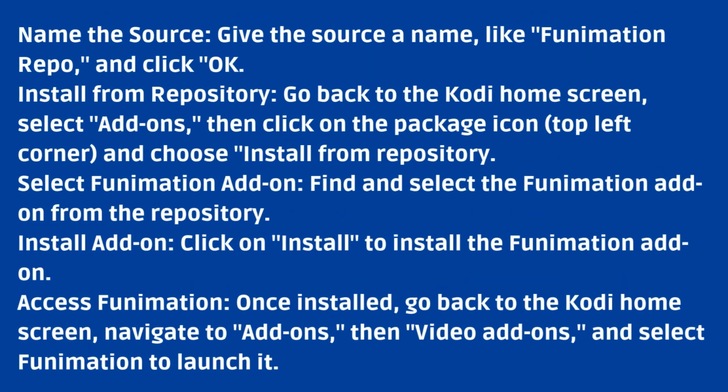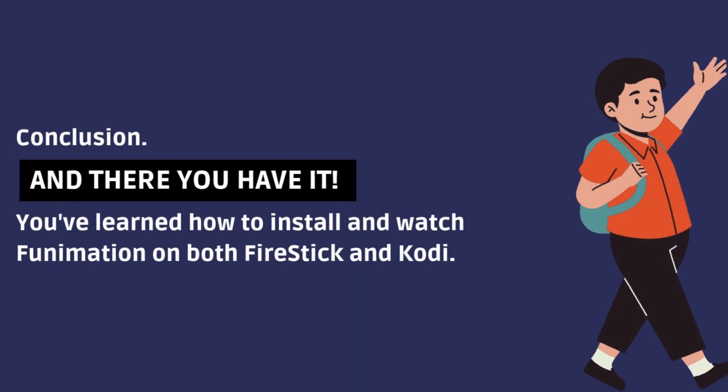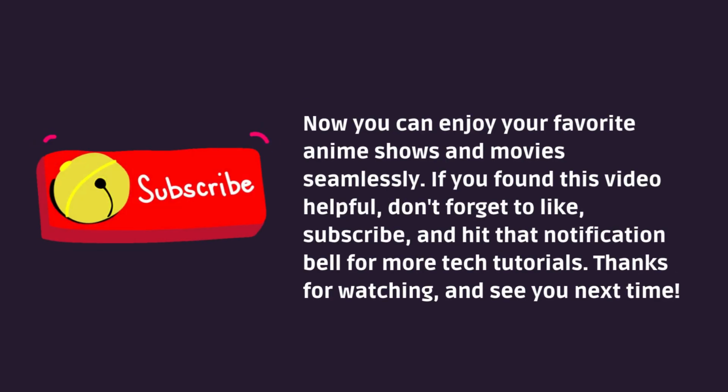Access Funimation. Once installed, go back to the Kodi home screen, navigate to add-ons, then video add-ons, and select Funimation to launch it. Conclusion. And there you have it. You've learned how to install and watch Funimation on both FireStick and Kodi. Now, you can enjoy your favorite anime shows and movies seamlessly.